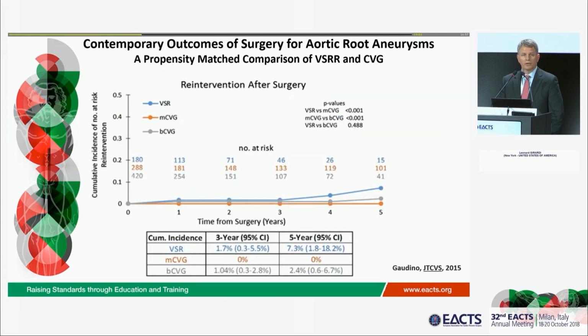Now, the durability of these procedures is also quite good. At 5 years after valve-sparing surgery, we saw a very low incidence of the need for reoperation. This compared quite favorably with the biological composites in the early run. Certainly the mechanicals had an advantage. Nobody required any reinterventions within the first 5 years, but nonetheless a very durable procedure at 5 years.